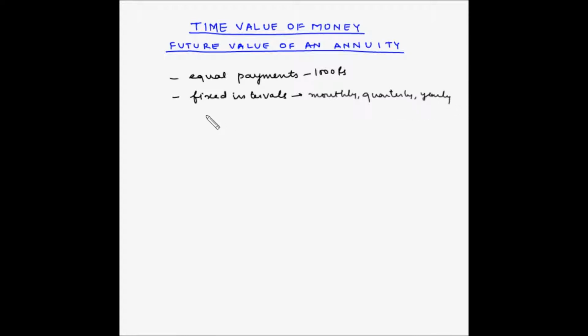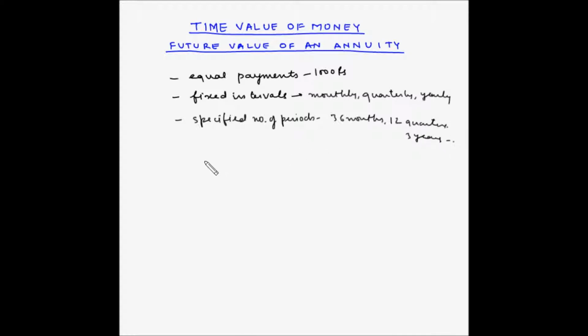For a specified number of periods. So basically you know for how long you are making these payments. It could be for 36 months, or it could be 12 quarters, or it could be 3 years, and so on.